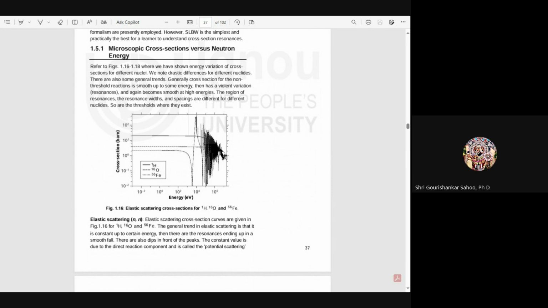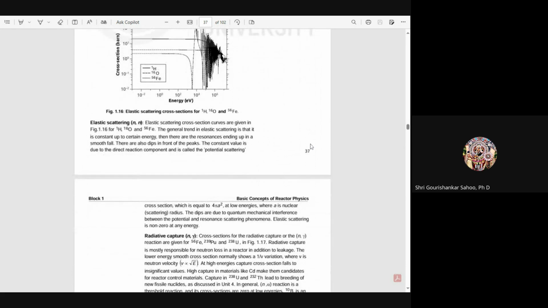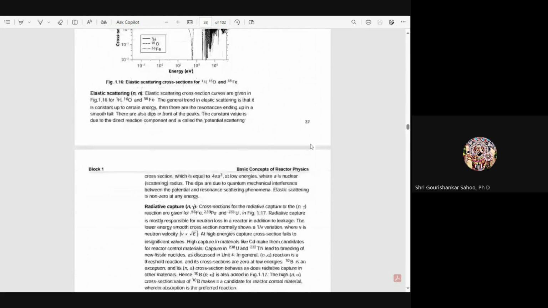The general trend in elastic scattering is that it is constant up to a certain energy. Then there are the resonances ending up in a smooth fall, and there are also dips in front of the peaks. The constant value is due to the direct reaction component and is called the potential scattering. So potential scattering cross section is equal to 4 pi a square at low energies, where a is the nuclear scattering radius, and the dips are due to the quantum mechanical interference between the potential and resonance scattering phenomena. So elastic scattering is non-zero at any energy.